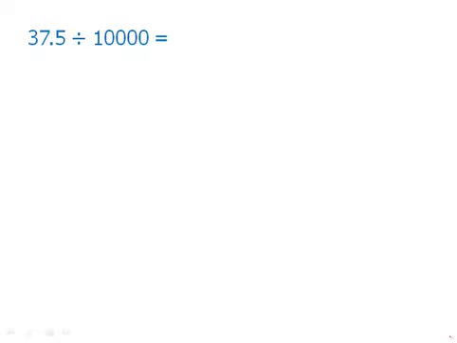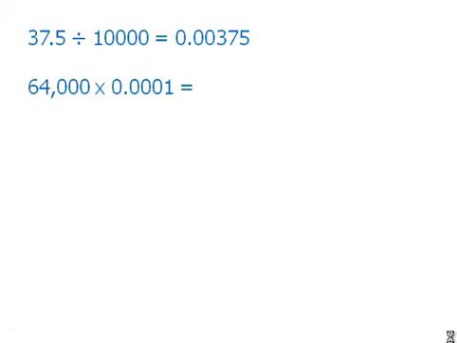37.5 divided by 10,000. Well, now I'm going to have to move the decimal point 4 places to the left, because there are 4 factors of 10 there. So the first 2 places, it winds up next to the 3, and then I have to move it 2 more places, which means I'll need 2 placeholding zeros to the right of the decimal point. 0.00375.